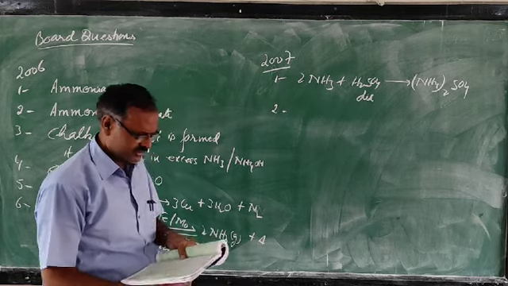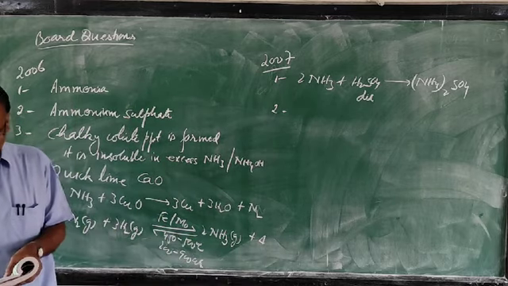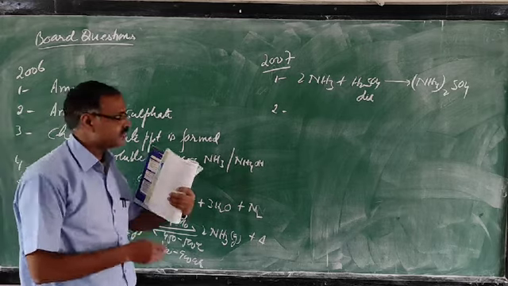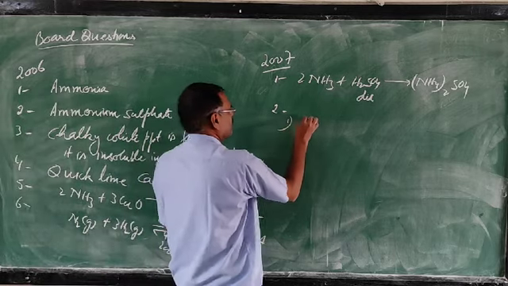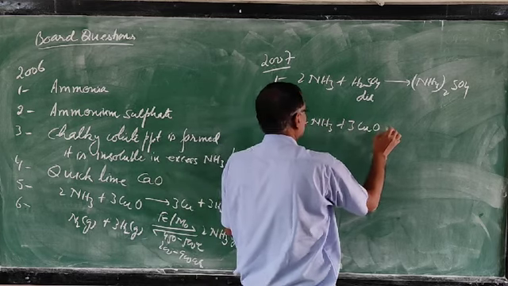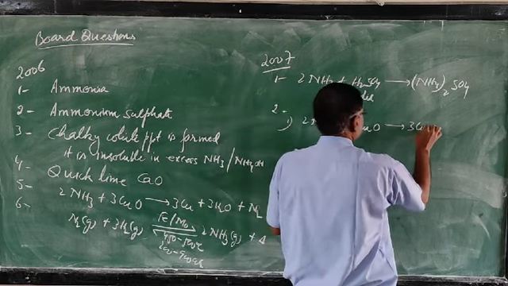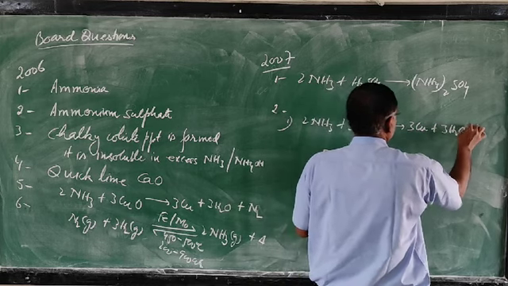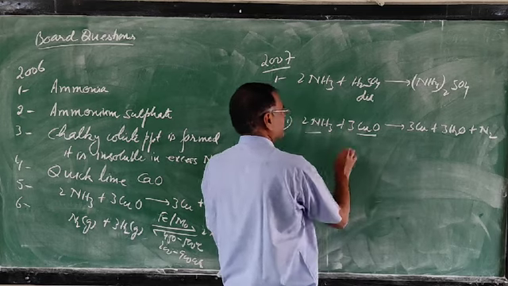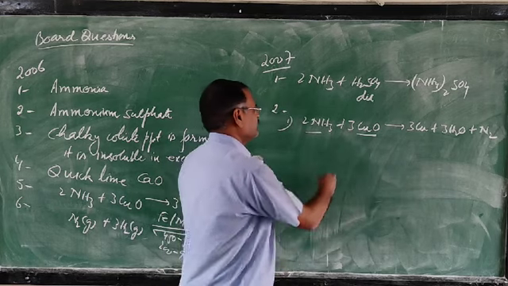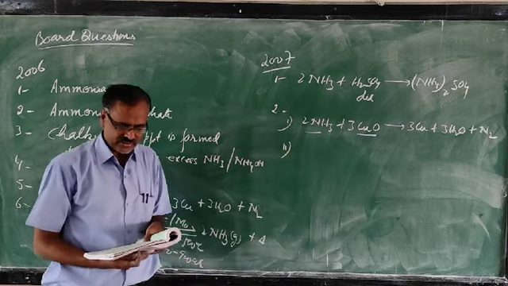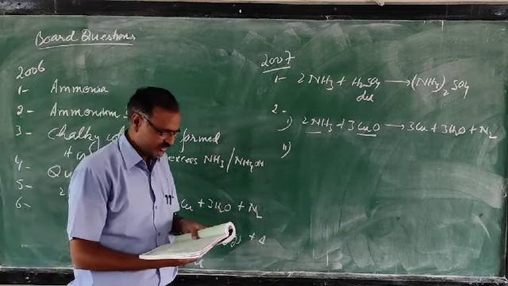Now the second one, give an equation for a reaction in which ammonia is oxidized by a metal oxide. So 2NH3 plus 3CuO will form 3Cu, 3H2O plus N2. So in this one, ammonia is oxidized by metal oxide or metal oxide is reduced by ammonia. Anyway you can say. So as per what is asked, accordingly we have to write.